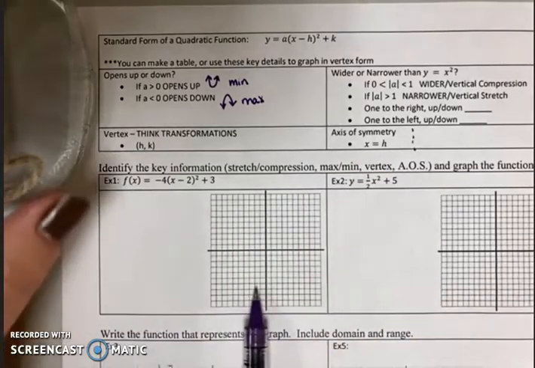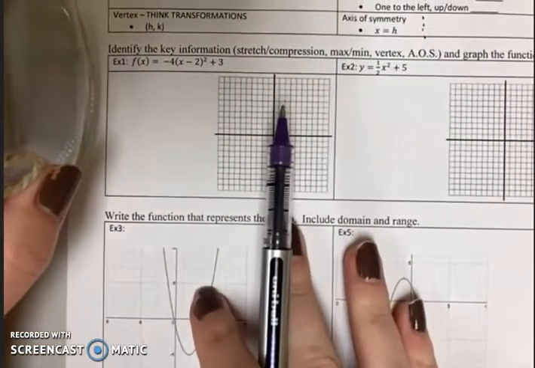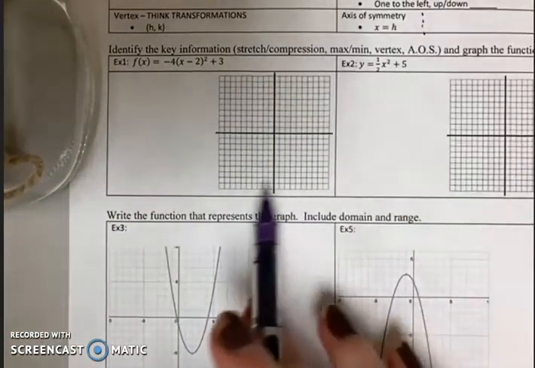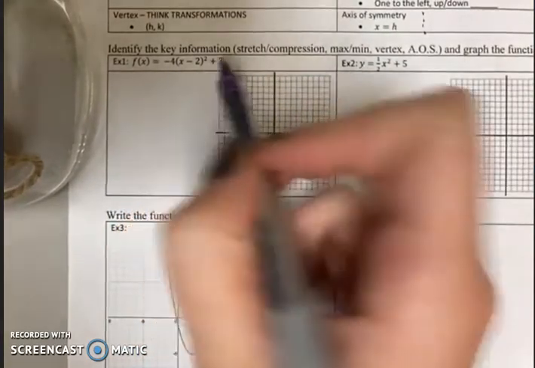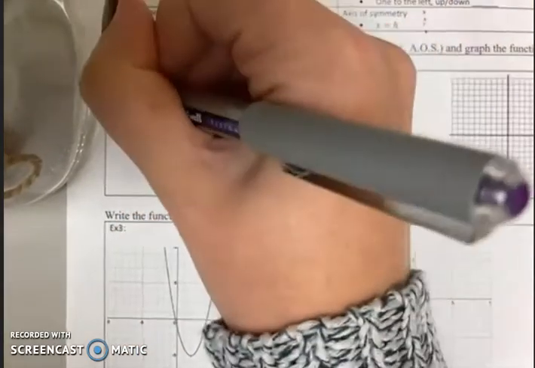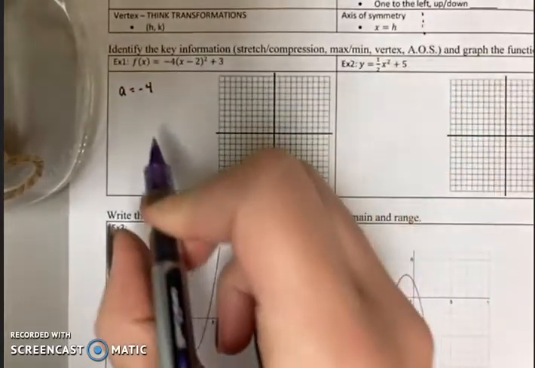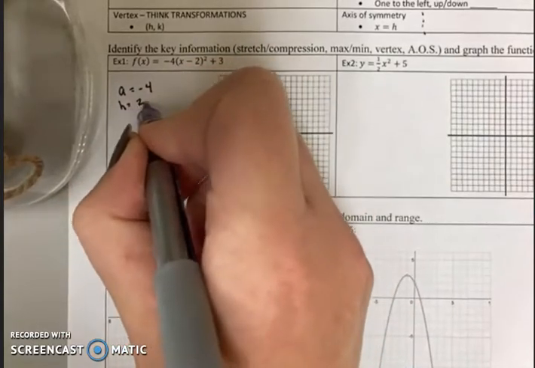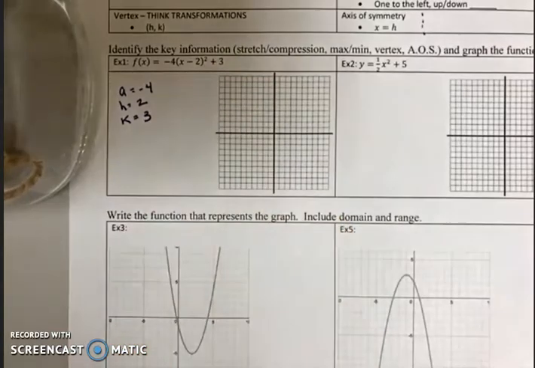Let's take a look at this first example here. Using the equation, we're going to identify some key information and try to graph it. When I look at this equation, the first thing that I notice is that a is -4, h would be 2, and k would be 3.